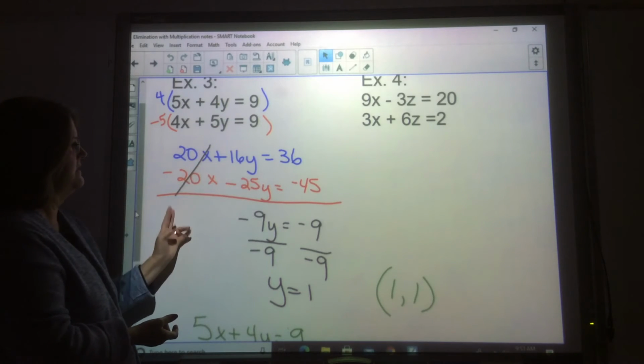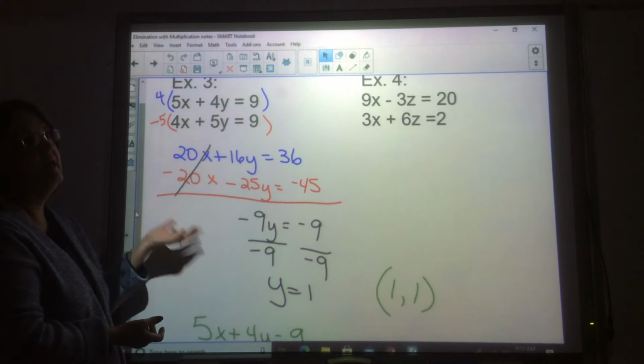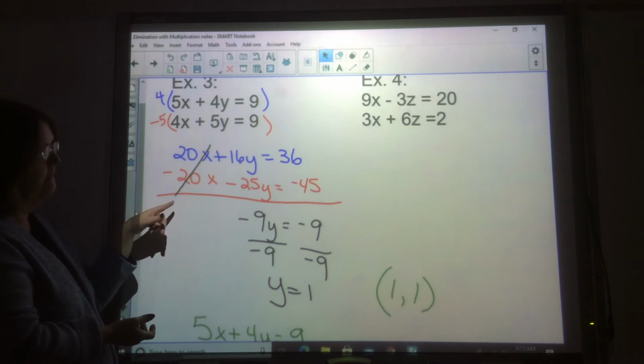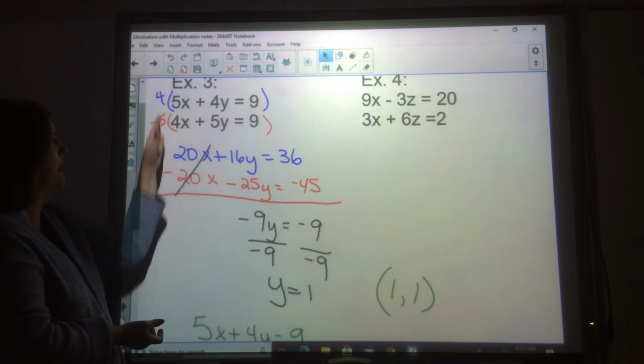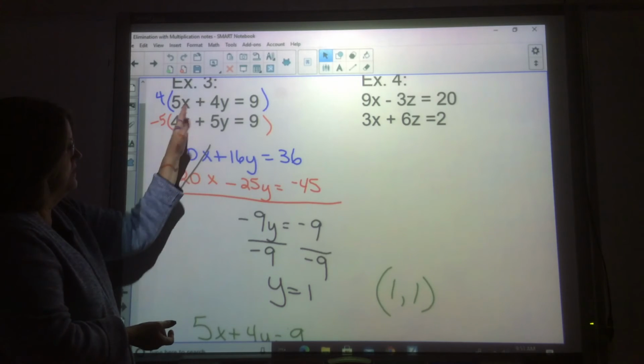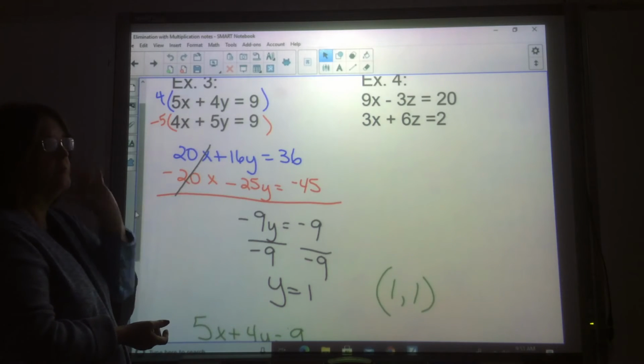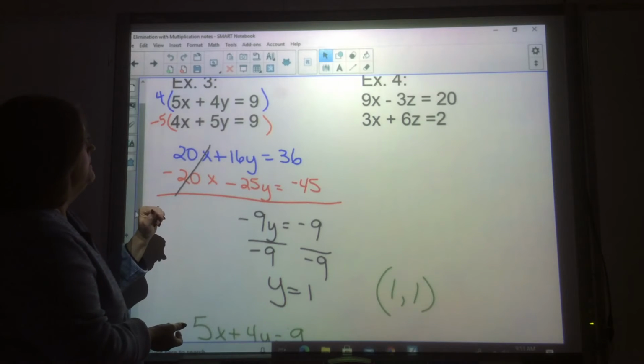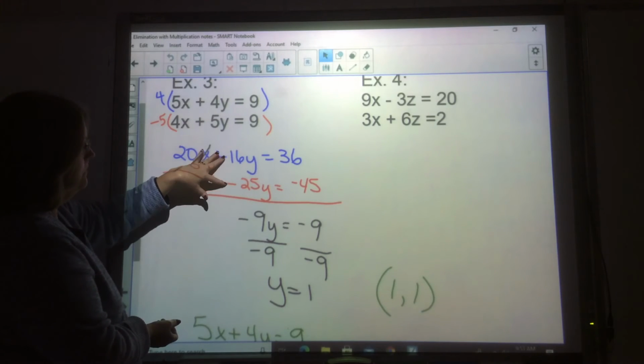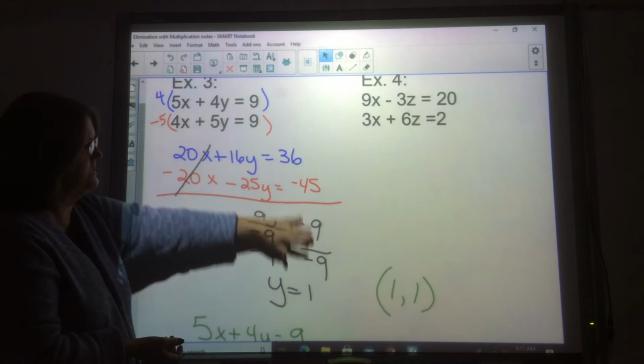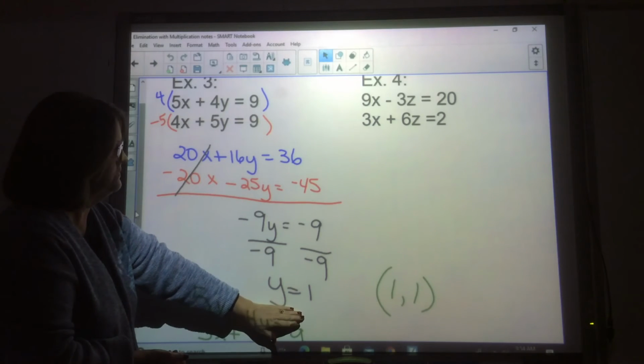Add these together, the x's cancel out. Now, if something doesn't drop or go away, then you've done something wrong. You need to go back and make sure that you've done it correctly. Usually you just forgot to multiply one of them by something to make it negative. All right, so this is -9y equals -9. That gives me y is 1.